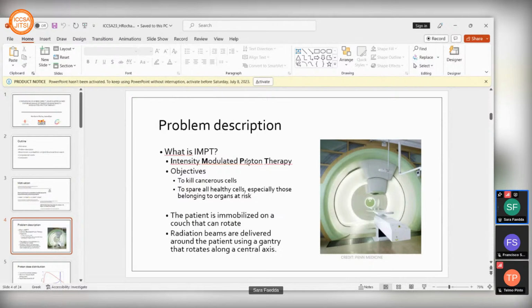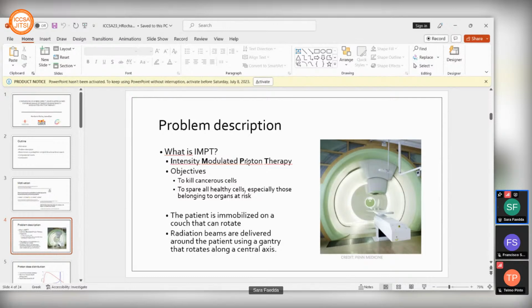Anyway, the goal of these treatments is exactly the same as the conventional ones: to kill the cancer cells and at the same time spare the healthy tissues surrounding the tumor. And the delivery of the radiation is very similar. The patient is immobilized on a couch that can rotate.